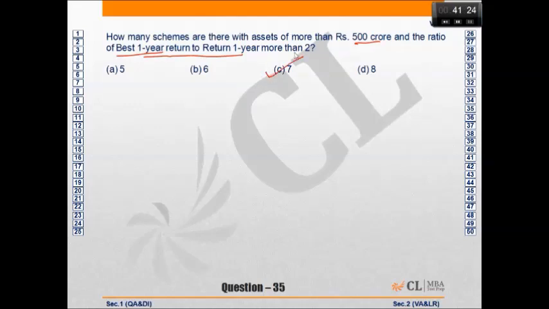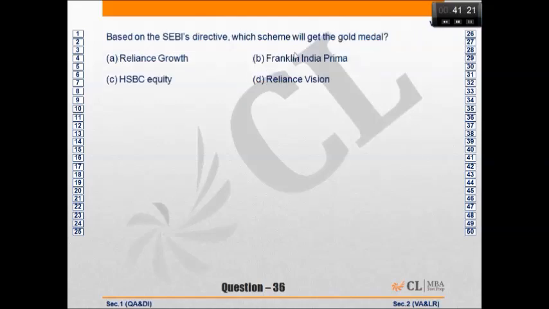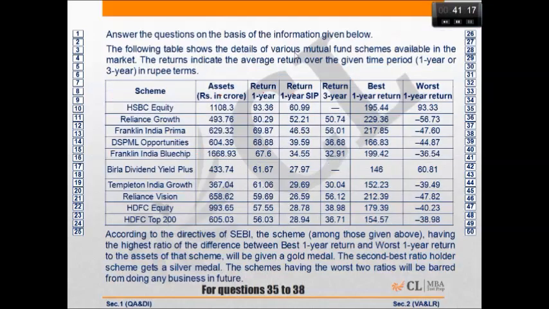Okay. Based on SEBI's directive, which scheme will get the gold medal? The gold medal, let me just see what. According to SEBI, the scheme among those given above having the highest ratio of the difference between best 1 year return and the worst one, the highest ratio of the difference between the two to the assets, divided by the assets, gets a gold medal. Second best gets a silver medal, and the worst ratio will be barred from doing any future business.